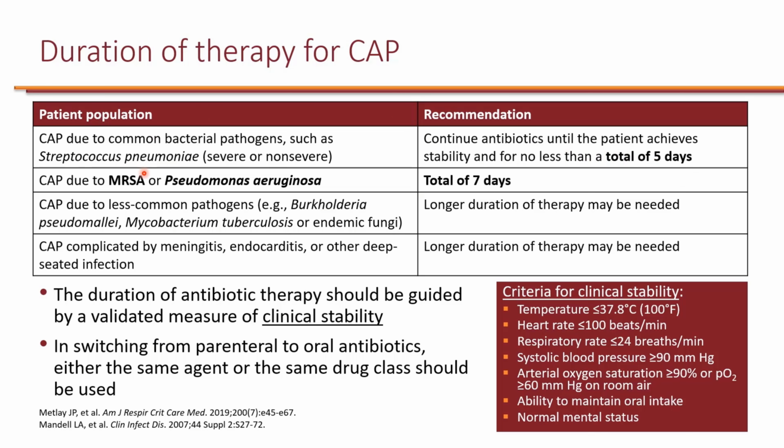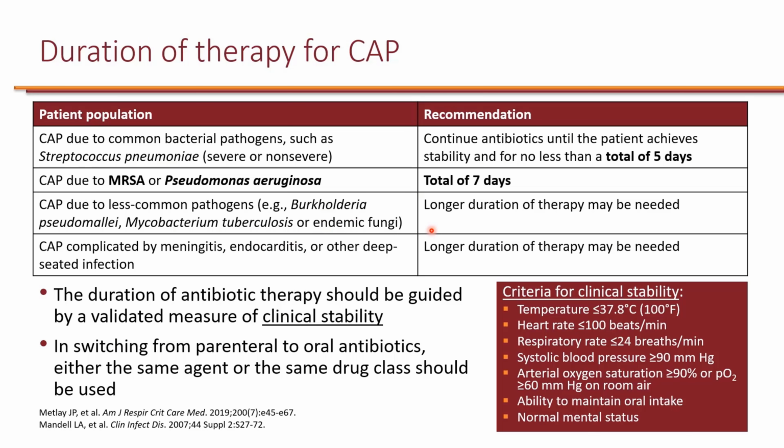Now, for MRSA and Pseudomonas specifically, the guidelines recommend a total of 7 days. So even if the patient has improved by day 5, it's important to finish 7 days of therapy. And then, if you have community-acquired pneumonia due to less common pathogens like Burkholderia, Mycobacterium, and fungi, then a longer duration of therapy may be needed depending on what the organism is. There are various guidelines out there for these less common pathogens, which are beyond the scope of this class.